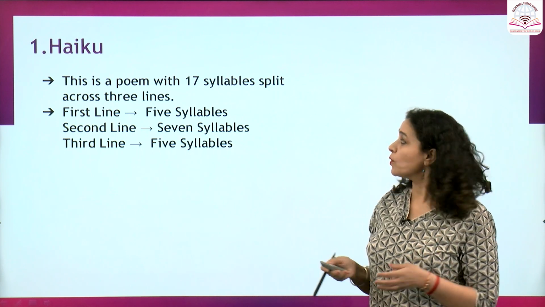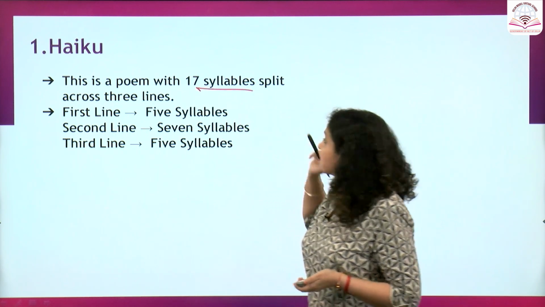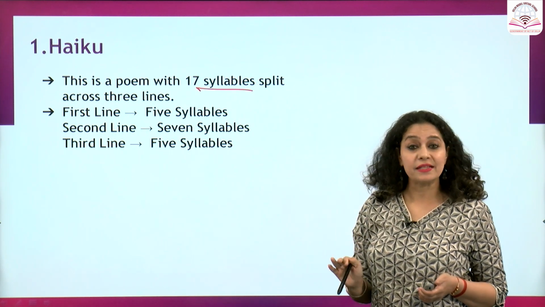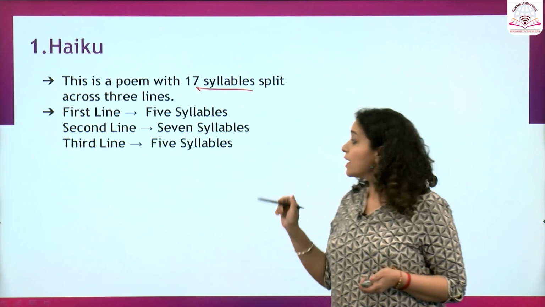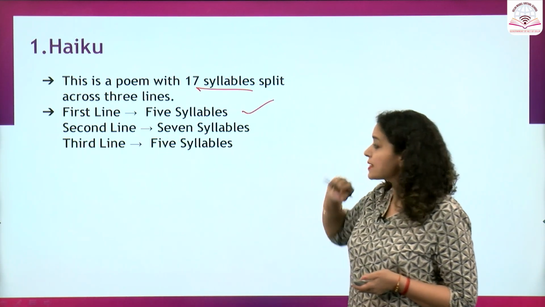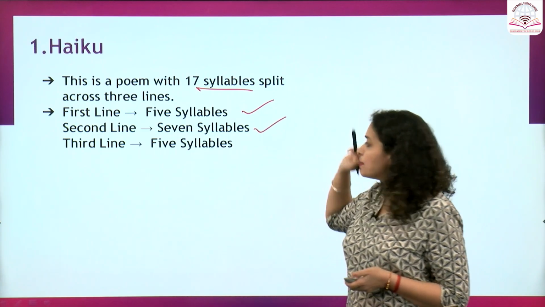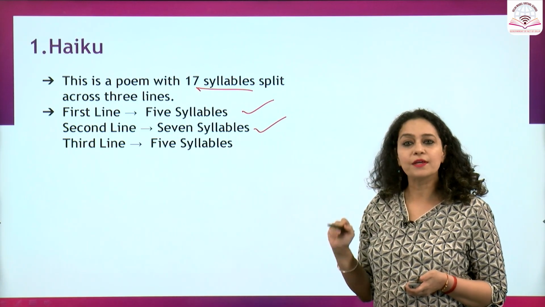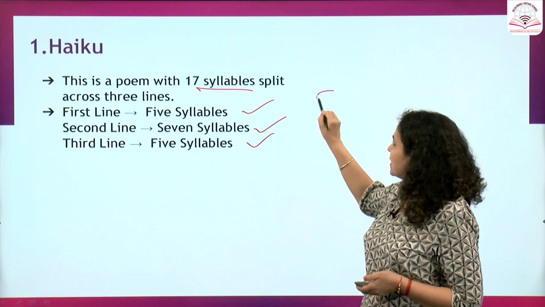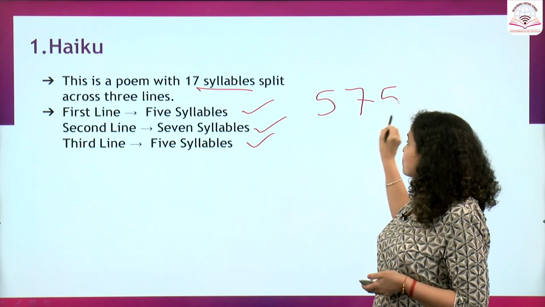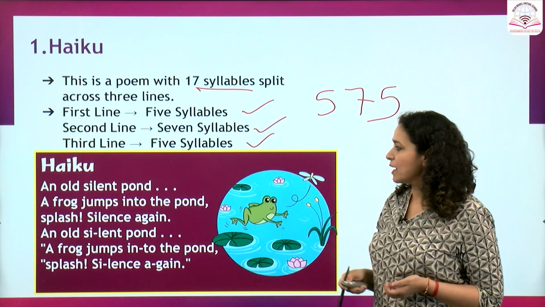Haiku is a short poem with 17 syllables split across 3 lines. It is a very short poem. It is only composed of 3 lines. The first line has 5 syllables, second line has 7 syllables and third line has 5 syllables. So always remember this short tip. The syllable is 5, 7 and 5. So we'll explore the example now.